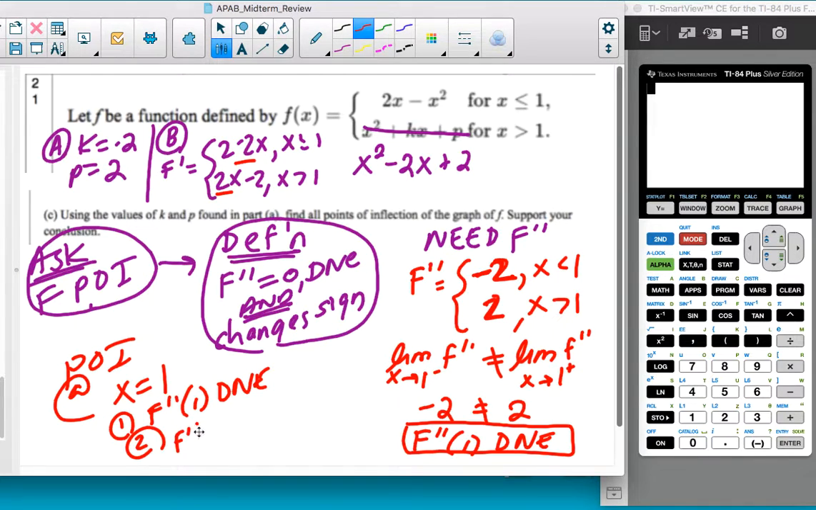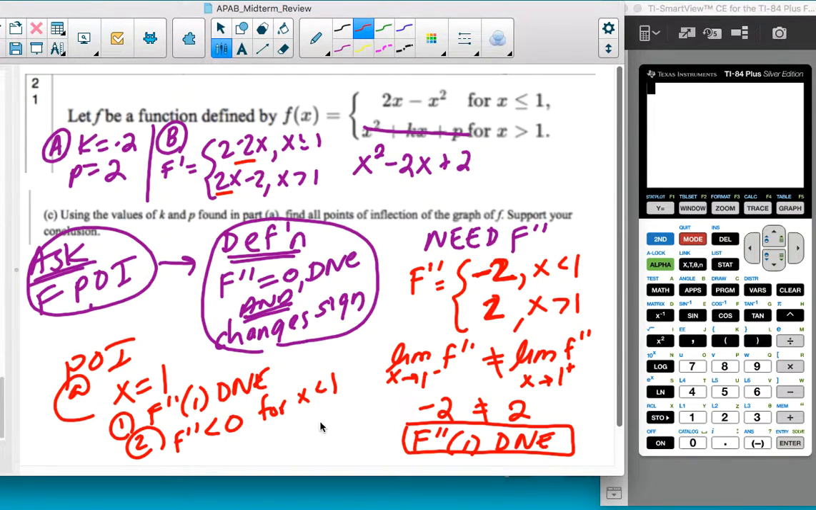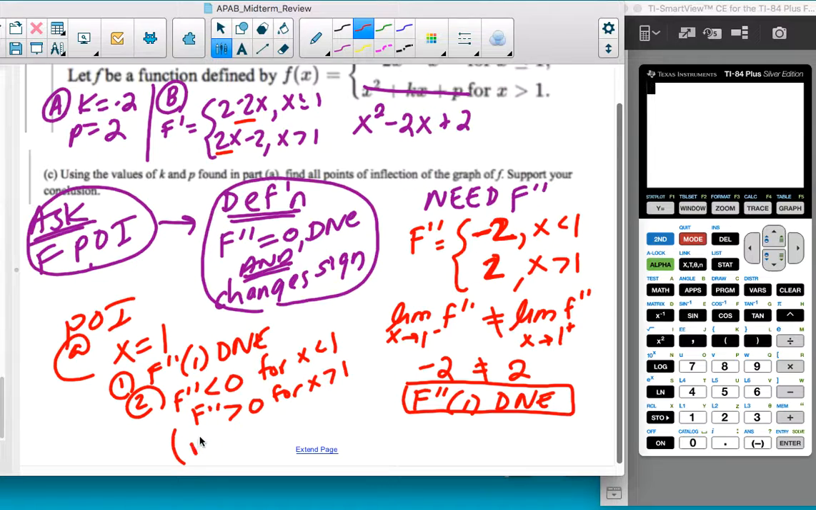So f double prime is less than 0 before x equals 1. And actually, if you want to write it in a fancy way and not just say before, you could say for x values less than 1, and f double prime is greater than 0 for x values greater than 1. Meaning, and again, if you want to be super clear about it, f double prime changes sign at x equals 1. Right, and that's what we need.